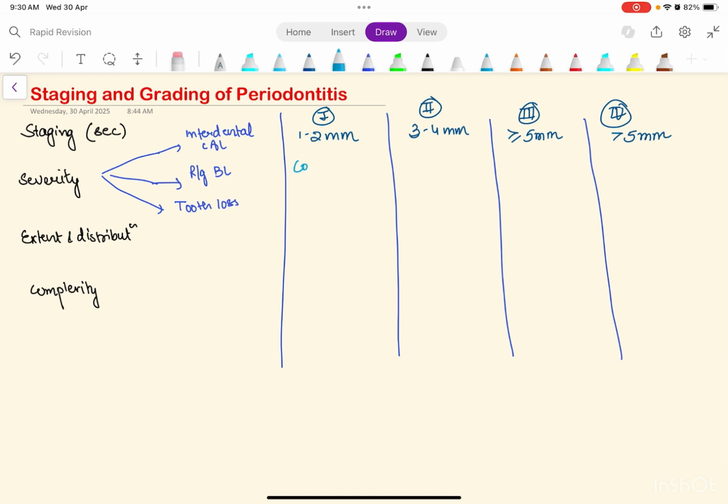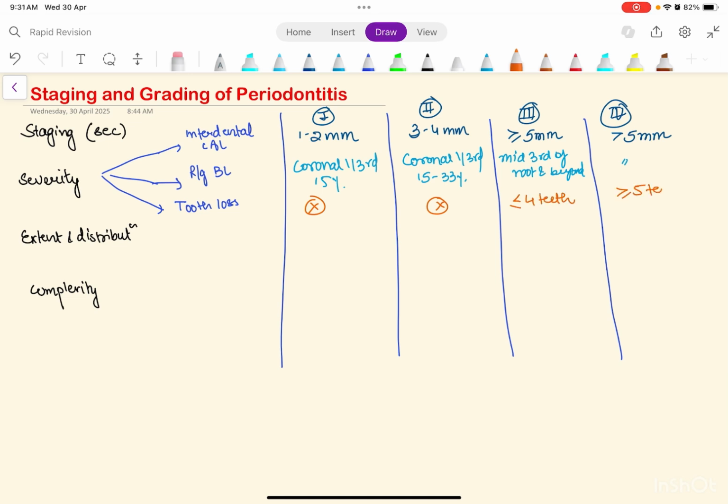Now coming to the radiographic bone loss. In stage 1 it is present in the coronal third and it is less than 15%, and in stage 2 it is present again in the coronal third and it is 15 to 33%. In stage 3 it is present in the middle third of the root and beyond, and the same for stage 4. Then coming to the tooth loss component, there is no tooth loss in stages 1 and 2. There is tooth loss of less than or equal to 4 teeth in stage 3 and more than or equal to 5 teeth in stage 4.